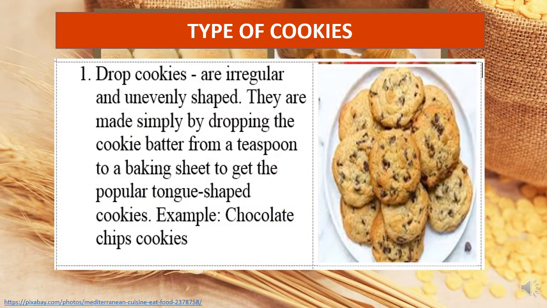One type of cookies is the drop cookies. They are the irregular and unevenly shaped cookies. They are made simply by dropping the cookie batter from a teaspoon to a baking sheet to get the popular tongue-shaped cookies. One example of this is the chocolate chip cookies.